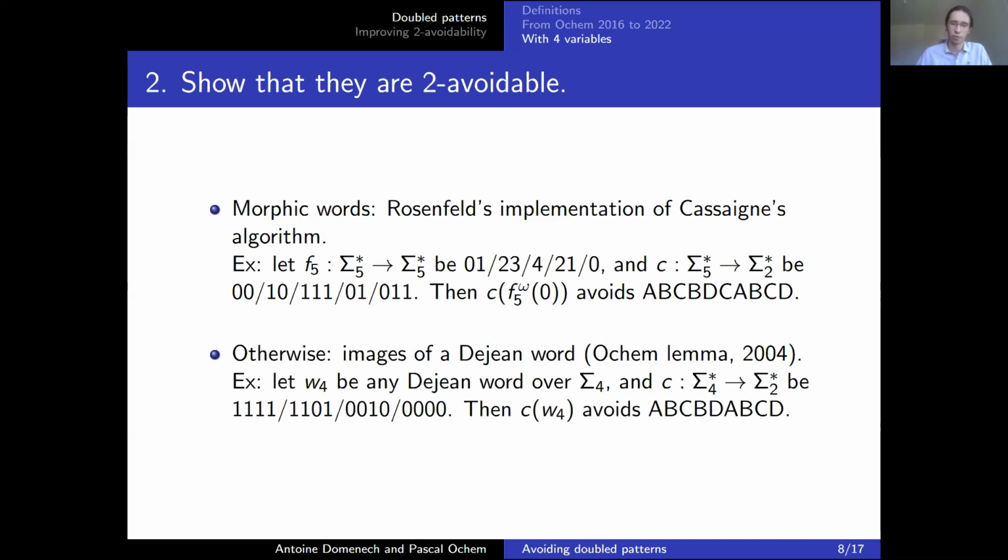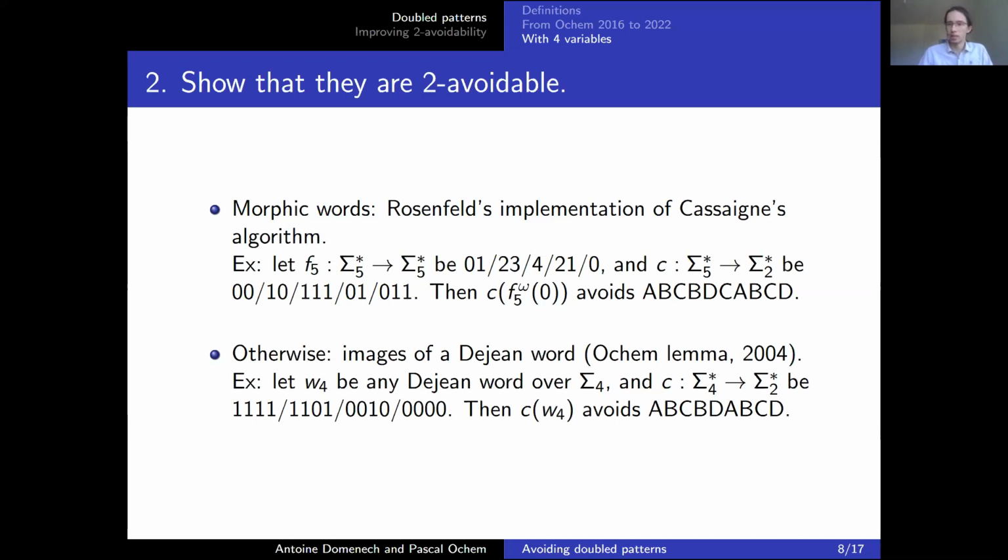So we prefer to find more morphic words when we can. And an example of what it gives us, if you take W4 to be a de Bruijn word over sigma 4, and C to be this morphism, then C of W4 avoids this double pattern. And with those two methods, we have shown that every square-free double pattern on at most 4 letters is too avoidable. It makes for a big table in the arXiv paper, but it works.